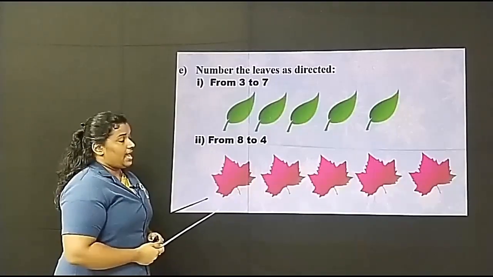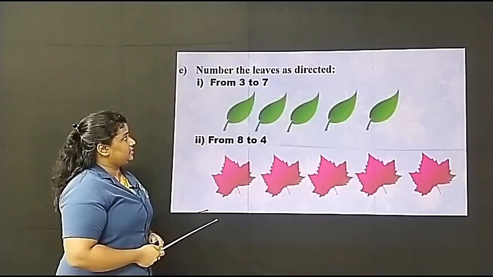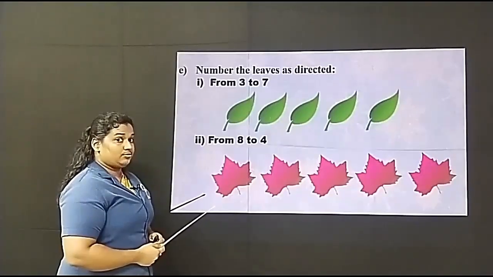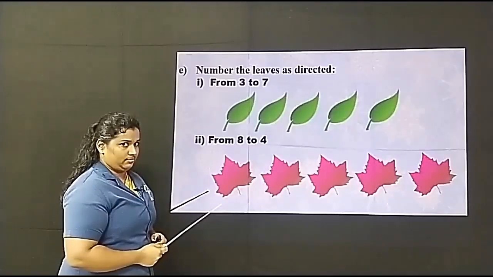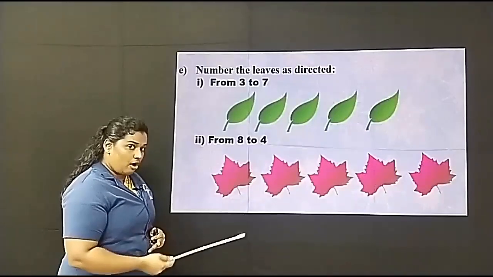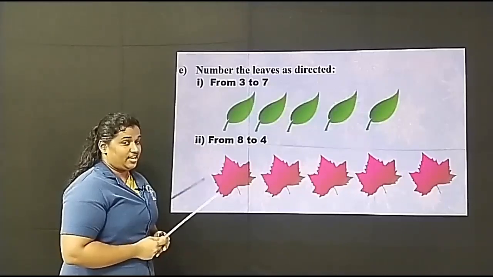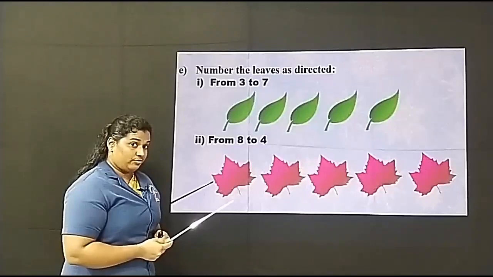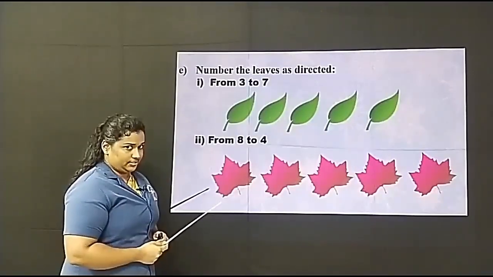Number the leaves as directed. In that, the first question is from 3 to 7. So, here you have to number the leaves from 3 to 7. 3 to 7, do we have to count forward or backward? Yes, we have to count forward. So, let's count forward from 3 and number these leaves.